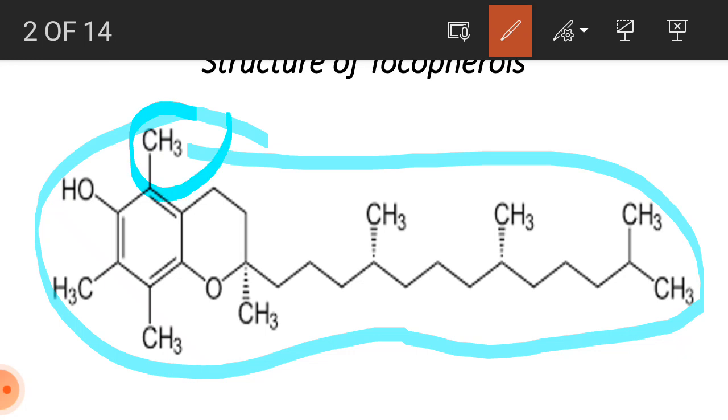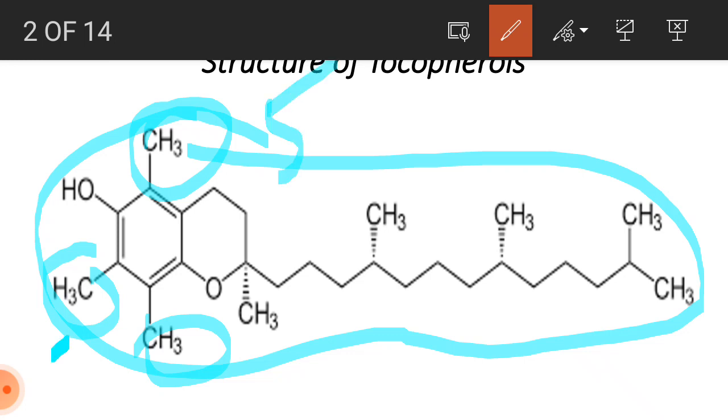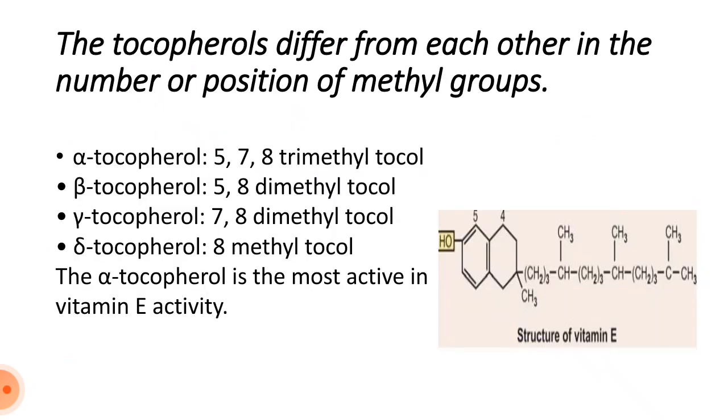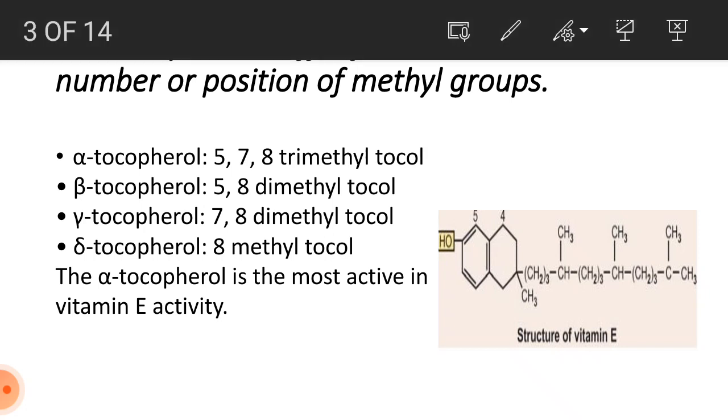Here there can be alterations in these positions: the 5th position, the 7th position, and the 8th position. In all these 3 positions there can be alterations, and depending on that, their nomenclature will differ. We shall look at it over here. The tocopherols differ from each other in the number or position of the methyl groups.